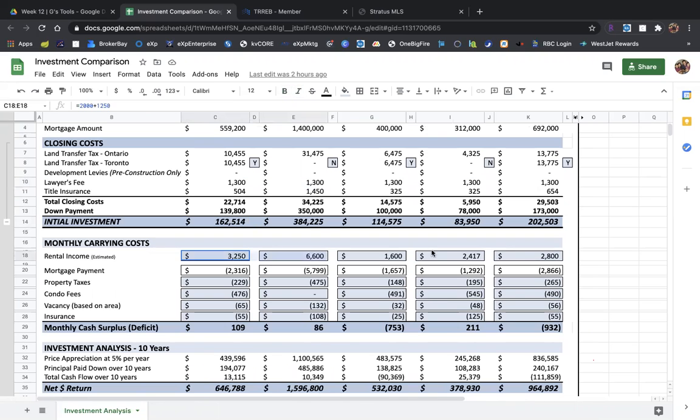Rental income, you will need to do some homework to figure out what are the rents for that property, and you will enter that here. Okay. Same thing with property taxes on a monthly basis, condo fees if they apply. Mortgage payment will be automatically calculated for you.